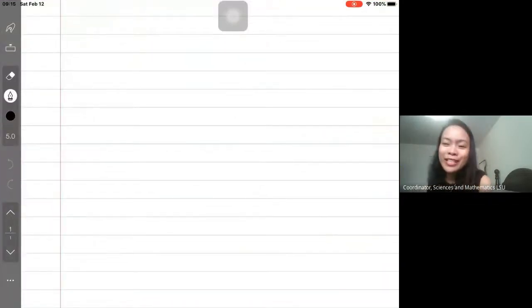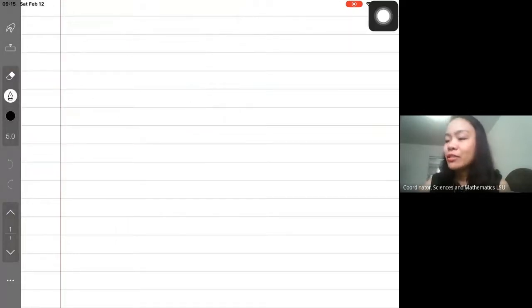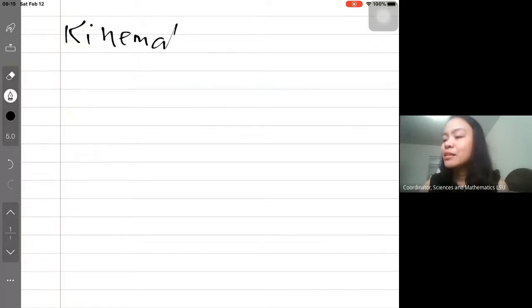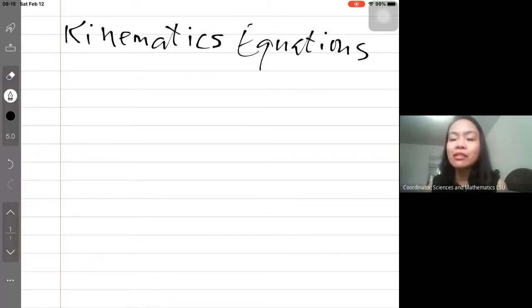Alright, so let us first have a review of our kinematics equations. You have this in your junior high school and senior high school already, okay? So when we say kinematics, this refers to motion. Okay, so an object moves along the x-axis. Of course, we can quantify the motion of the object. We can solve for the speed or the velocity of the object. Okay, now this time we will be focusing on the speed.